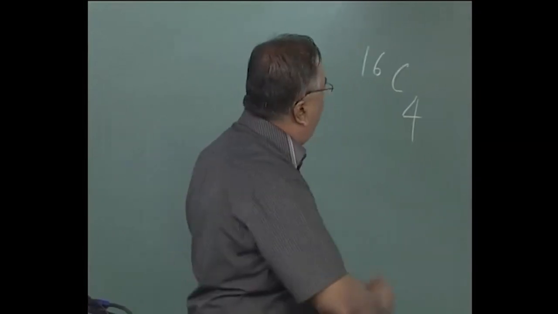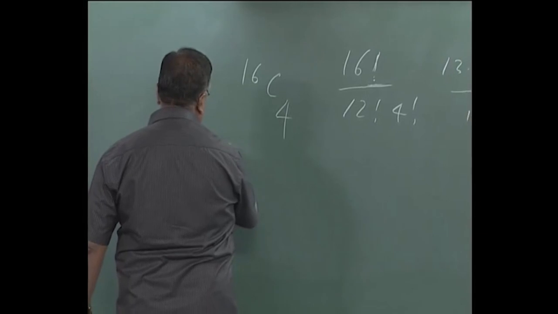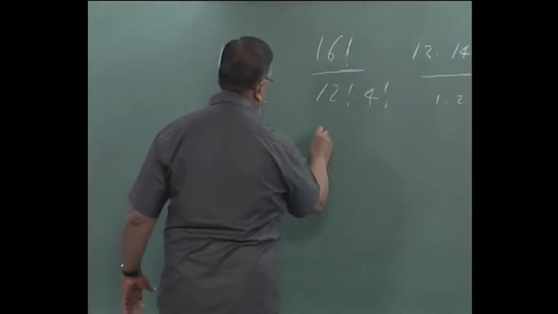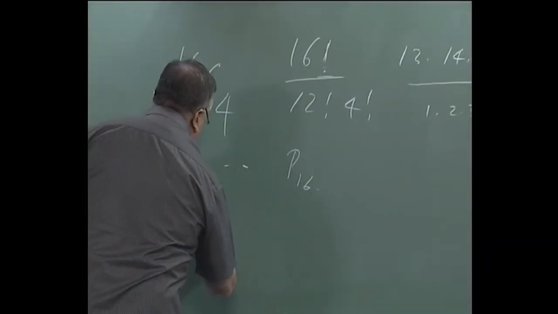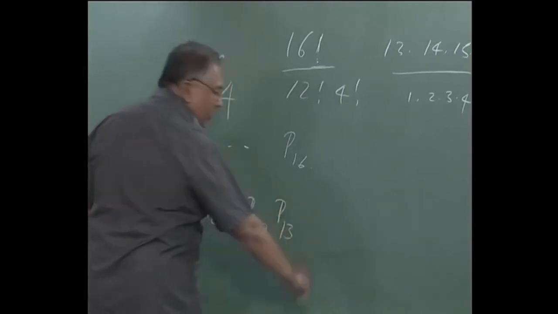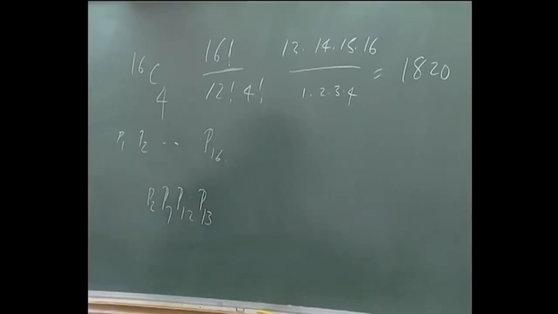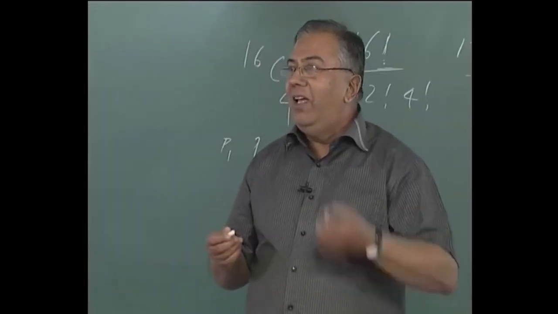It is how to list all these possibilities. So, supposing you are calling these perfume 1, perfume 2, etc., perfume 16. These are your perfumes. Now, you are choosing some 4. So, P2, P7, P12, P13 is one such possibility.